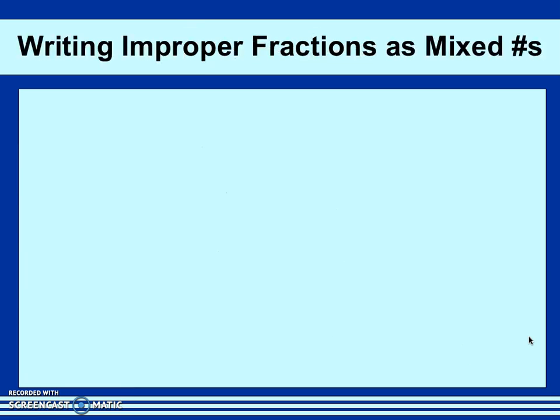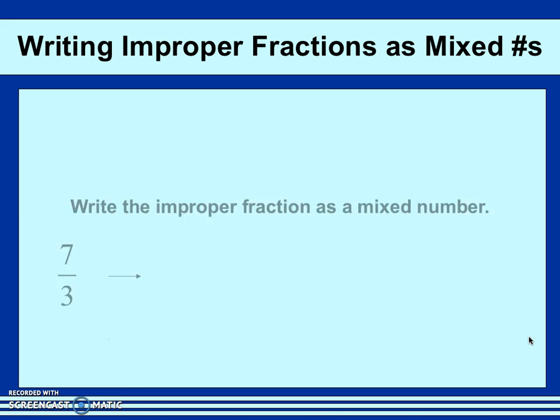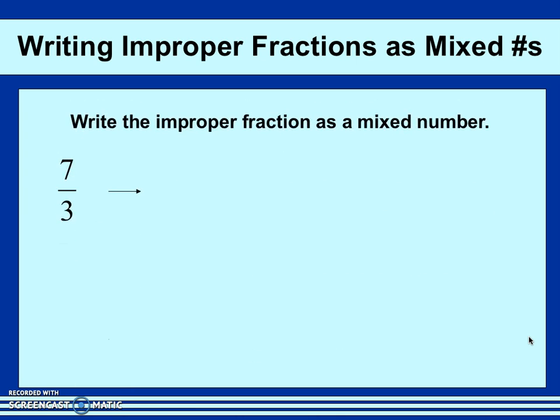What about if I want to go the opposite direction? I have an improper fraction, and I want to write it as a mixed number. Alright, so let's say I have 7/3. Right now I have a larger number for my numerator. That makes it an improper fraction. If I want to change this to a mixed number, 2 steps.